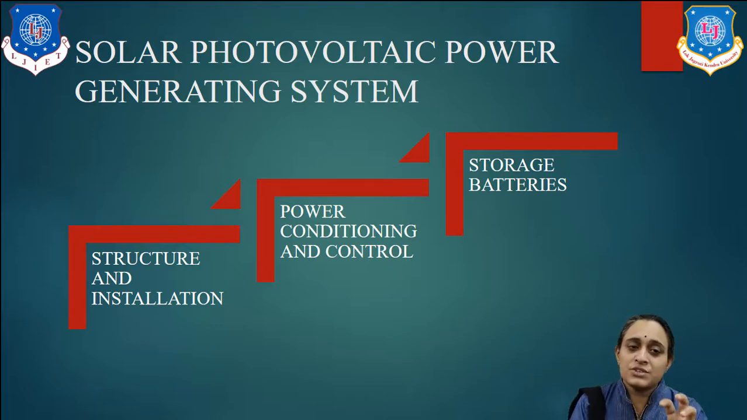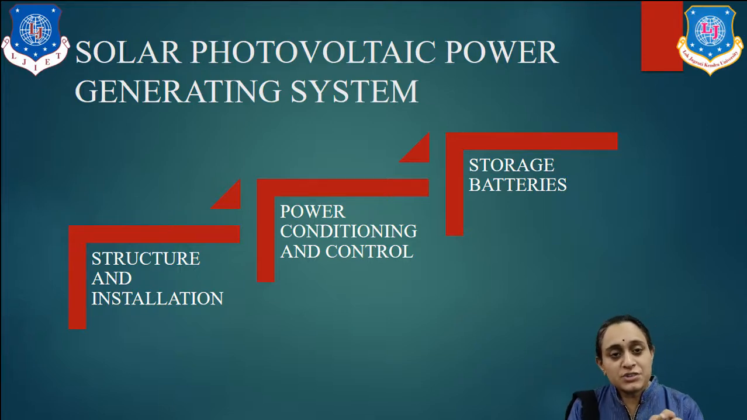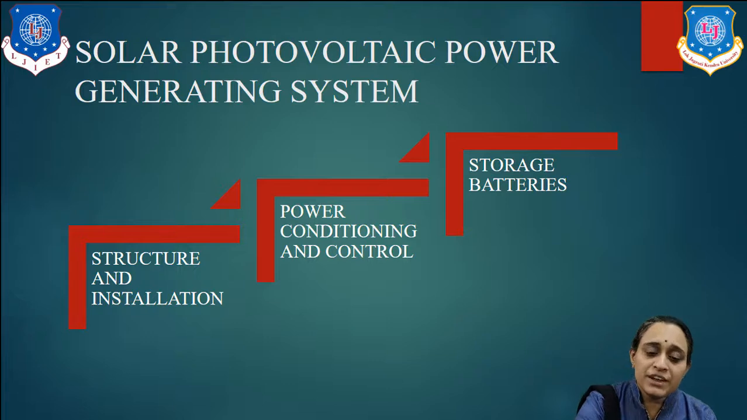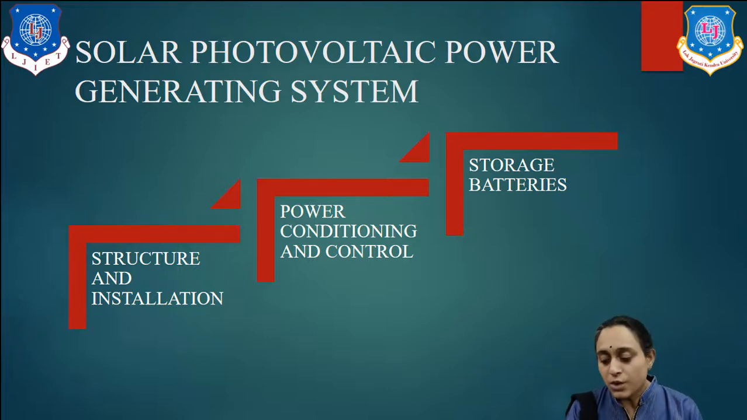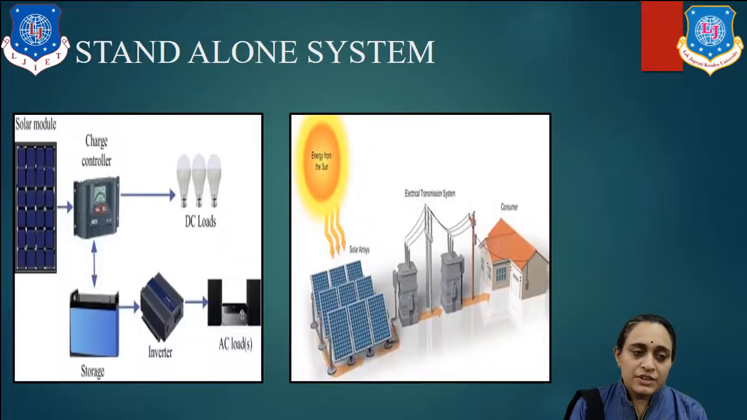Hence I put them in steps. First step is the structure and installation. Second is power conditioning and control. Third is storage batteries. So first we have to install the structure. Then we need to control and generate the power. And after generating the power, we have to store it in the battery. Now let us start with the first system, which is a standalone system.